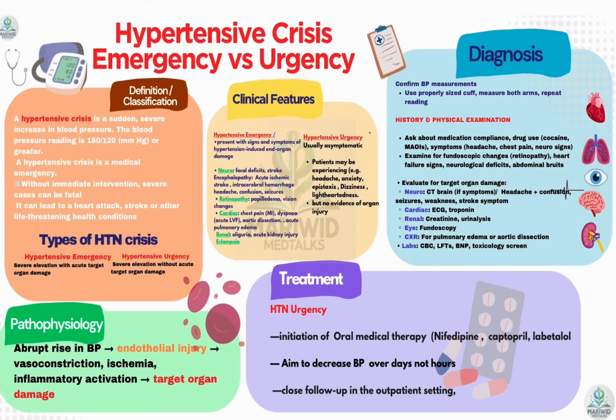Hypertensive crisis, hypertensive emergency, and hypertensive urgency. Hypertensive crisis is when blood pressure rises to a critical level that can endanger organs. In this video, we will break it down step by step: how to recognize and diagnose it, how to tell the difference between an emergency and an urgency, and finally, how each should be treated.